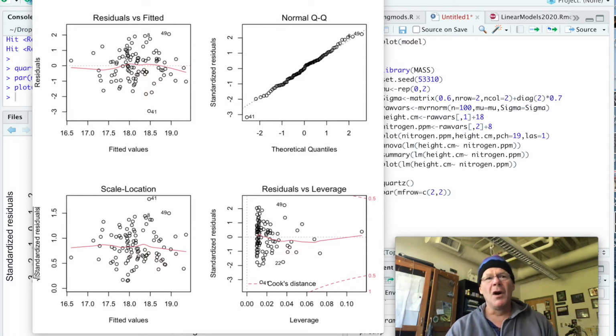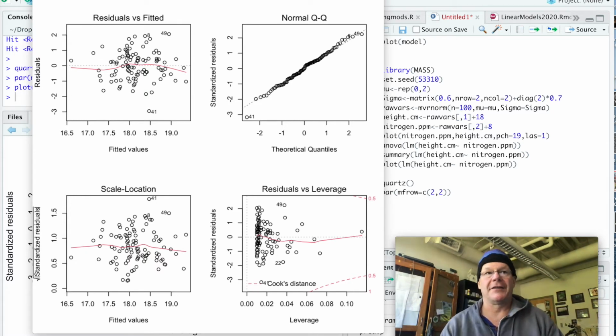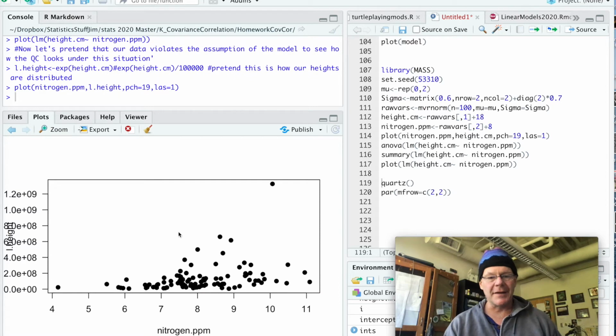And so what I'm going to do next is change up the data a little bit, so that we are clearly violating some of the assumptions of the model. And so I'm going to go ahead and close my Quartz window. And again, all this code is in the code that I've given you. And so let's say that this is our data now.